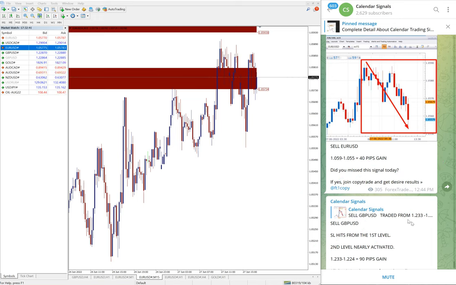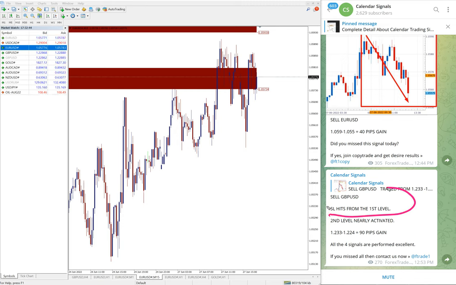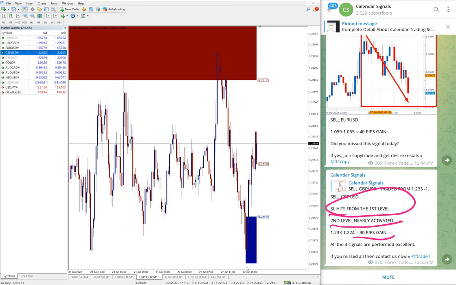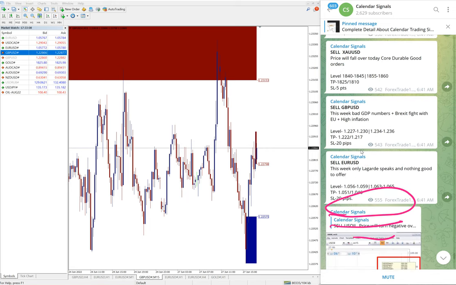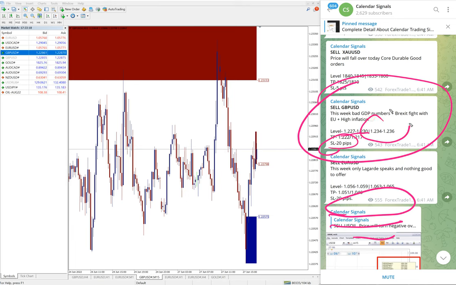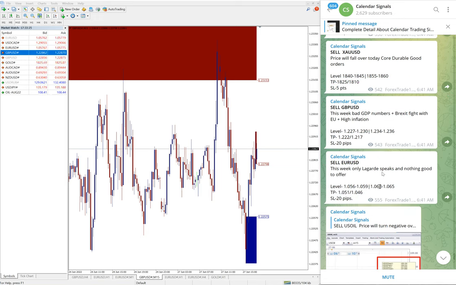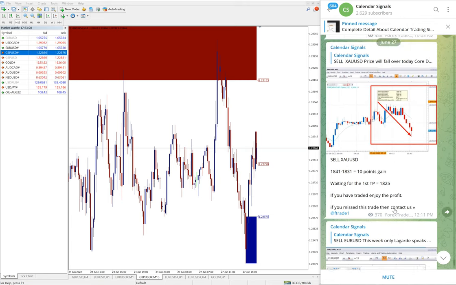GBPUSD first level SL hit, actually SL hit from first level, and then from second level 90 pips gain. You see here GBPUSD, we already showed you 1.2280, but it made further low near 1.2240. So from first level SL hit is, you can see here GBPUSD signal, first level is 1.2272, 1.230. This first level SL hit of 20 pips, and then from second level it performed 90 pips gain. Very good profit on GBPUSD signal as well. So today's all four signals performed.